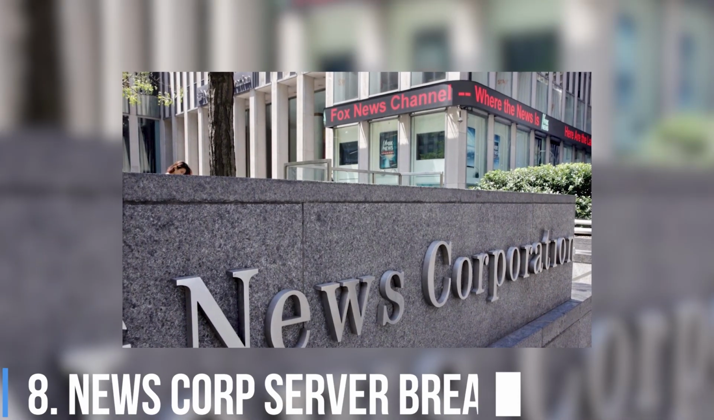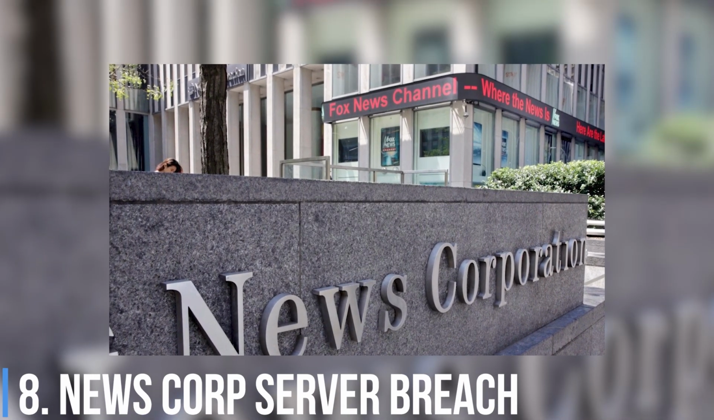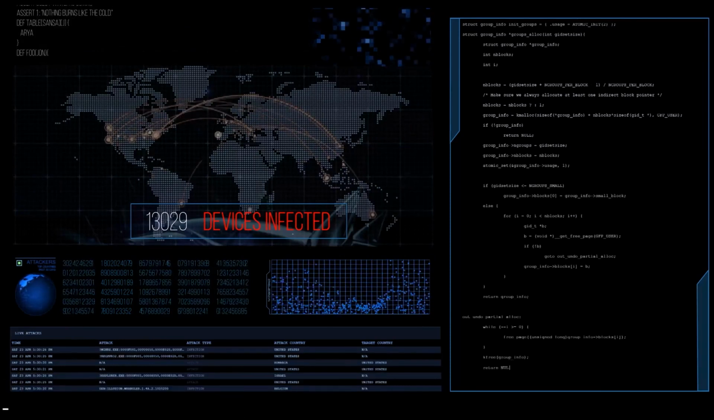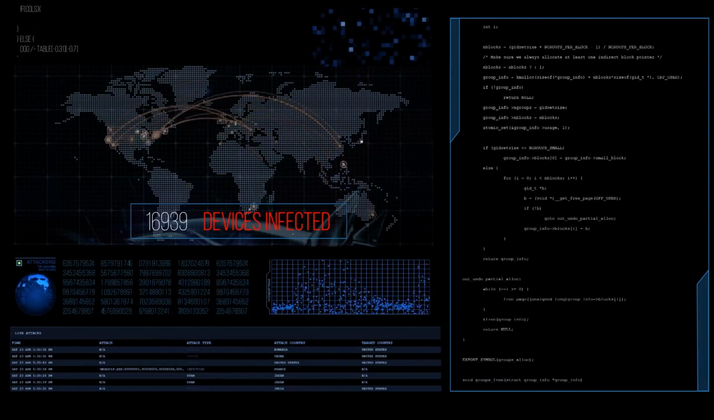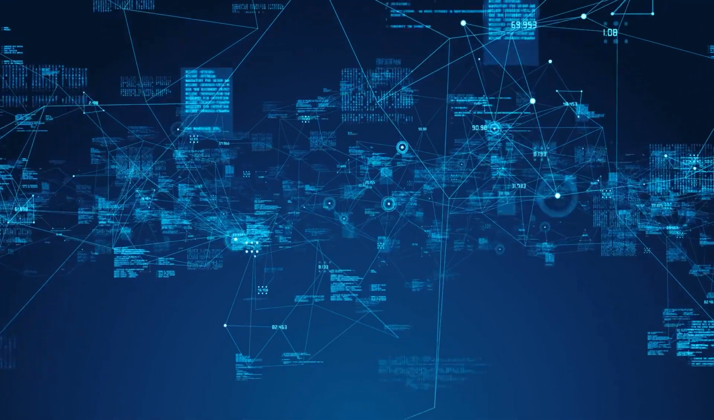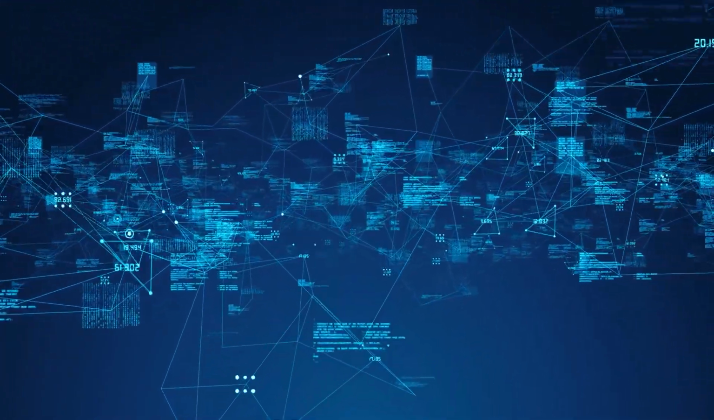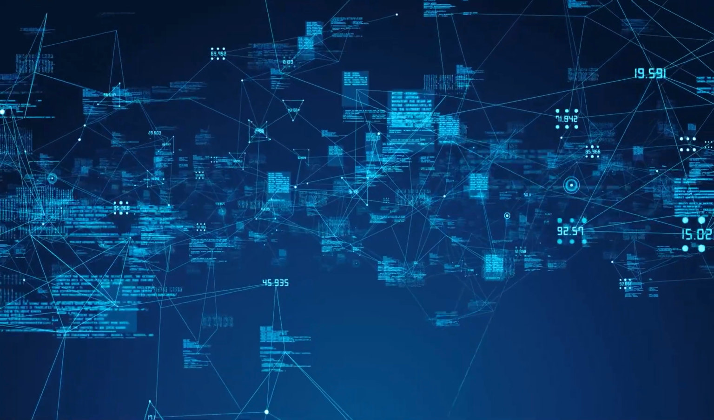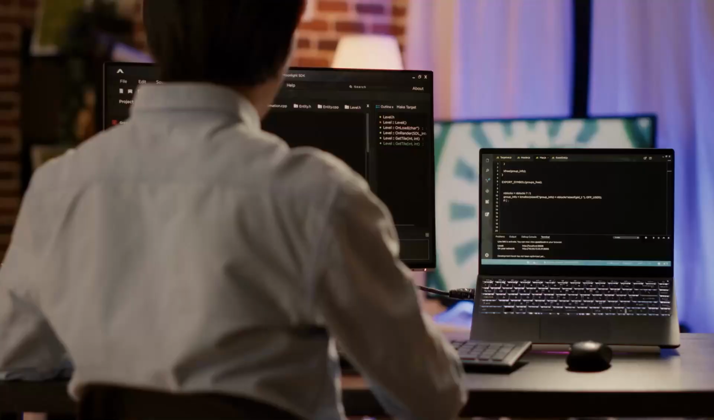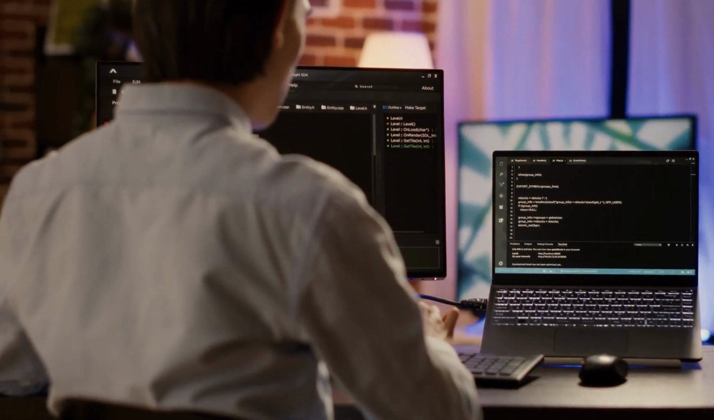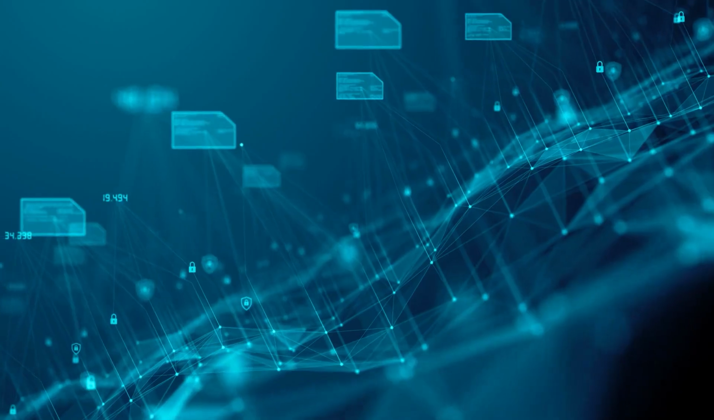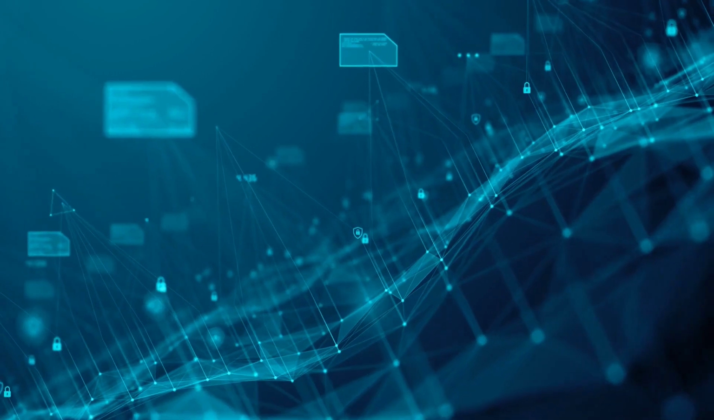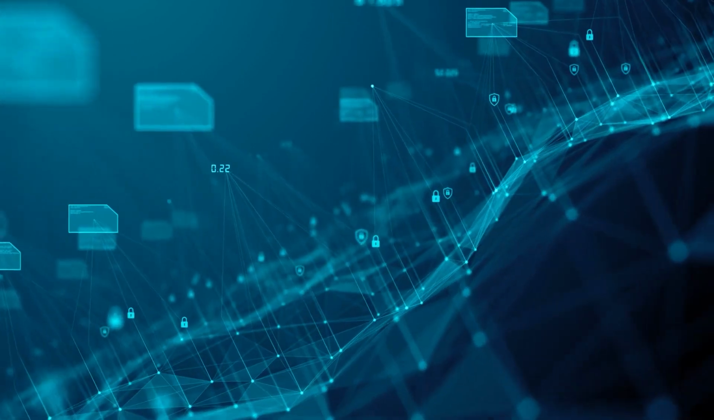Number 8. News Corp Server Breach. In February 2022, News Corp admitted server breaches way back to February 2020. News Corp asserted that no customer data was stolen during the breach and that the company's everyday work wasn't hindered. However, News Corp uncovered evidence that emails were stolen from its journalists. The thieves have not been identified, but News Corp has said that espionage is at the root of this attack.